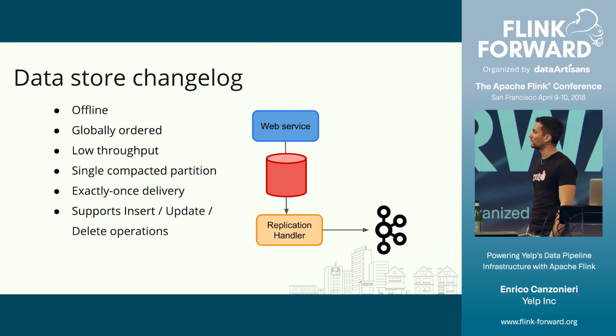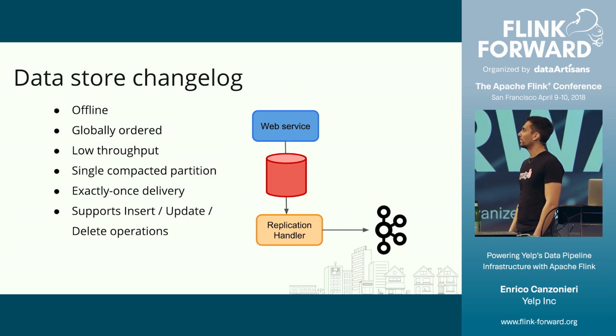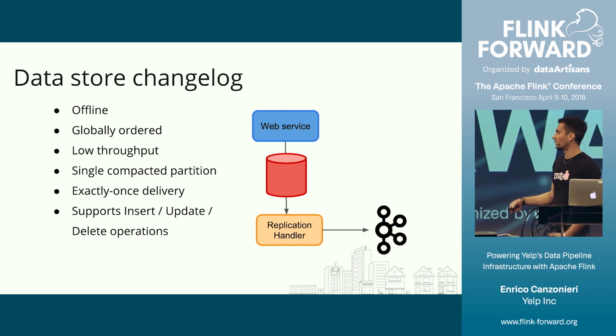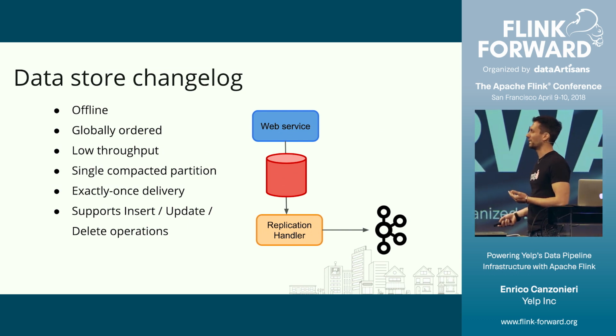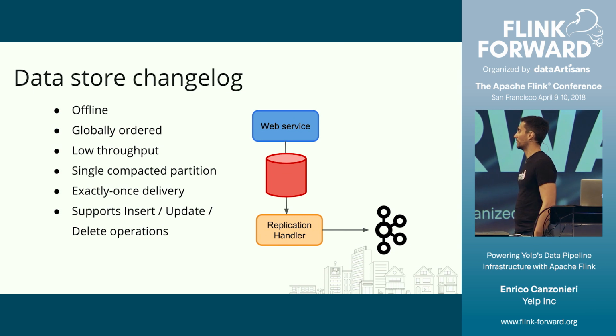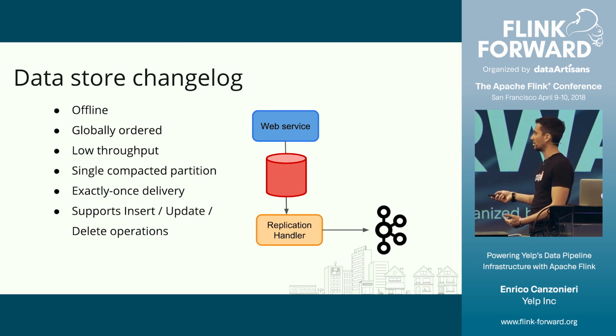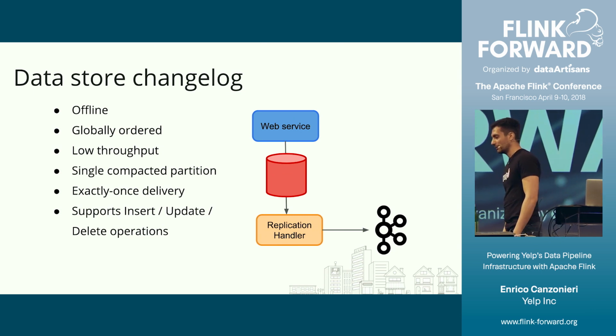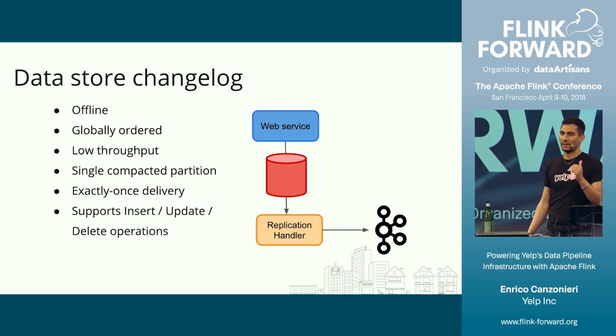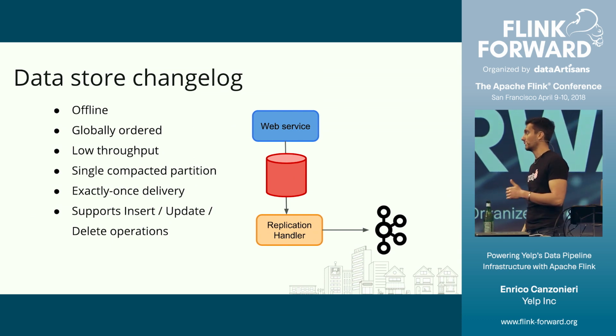The second data source that we have is what we call data store changelog. This is mostly offline, so we have our web service that is interacting with a data store. It can be MySQL, for example, because the web service may actually need to use MySQL. And then we have a separate service that we call replication handler that listens to all the changes that are happening to the tables in the data store, and we replicate those changes into Kafka.